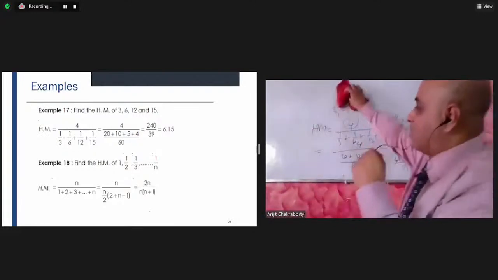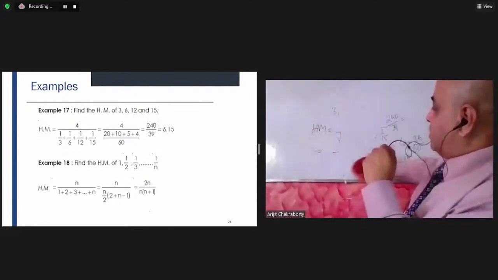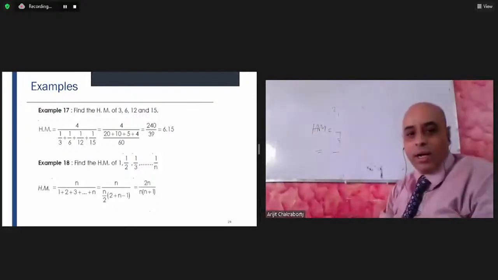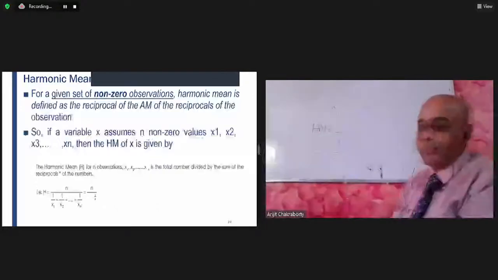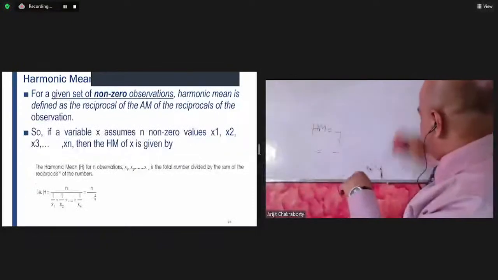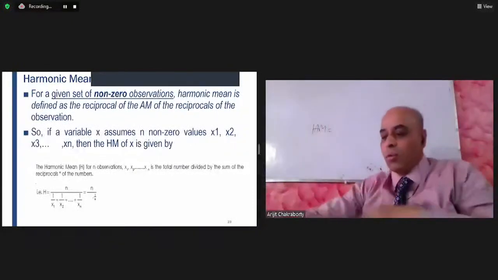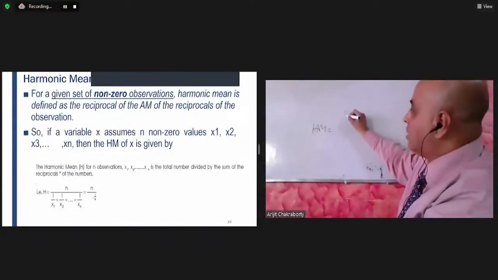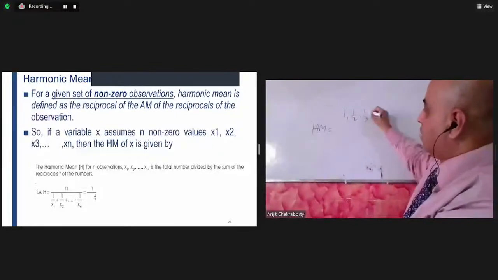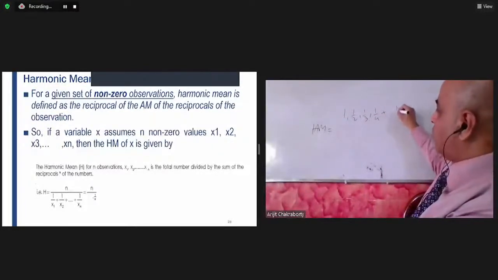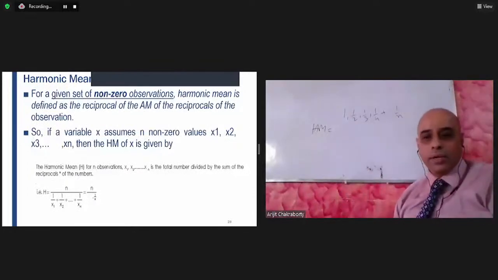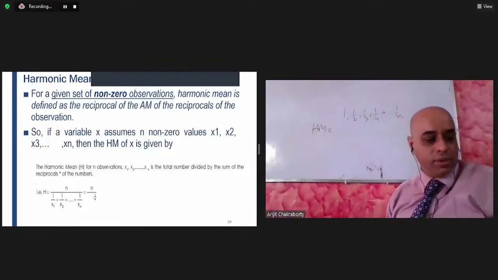Now, example 18, a very, very important question for the exam. The question is 1/2, 1/3, till 1/n. Now you have to find the HM of 1/2, 1/3, 1/4, till 1/n. This is the numerical problem which is given.